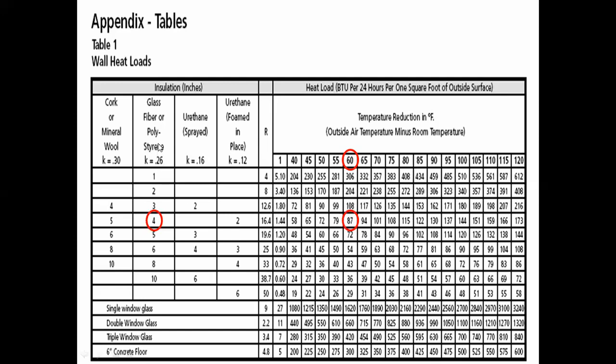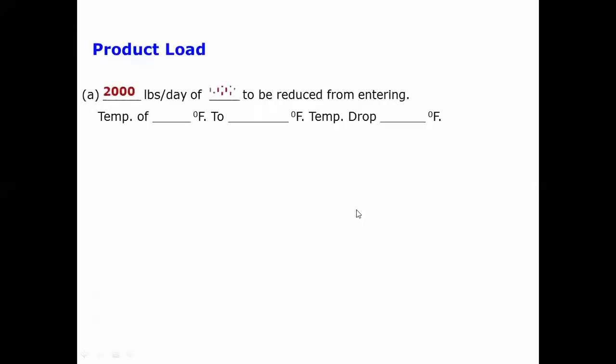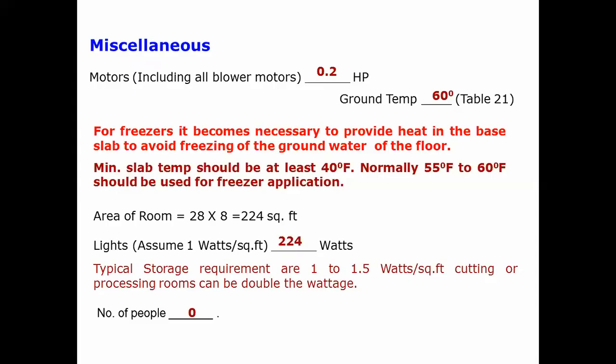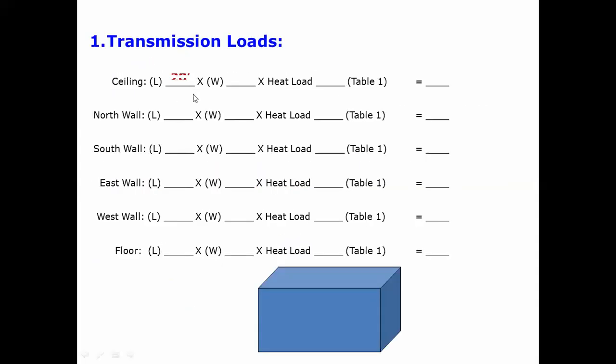So you know the material, polystyrene, its thickness, and its temperature difference. By these 3, we will be able to find the heat load. I think it's clear, right? So go to the transmission load and find the answer. Ceiling 28 with 8. Heat load, how much was it? 87, right? So what will be the answer? Just give me the answer of it.